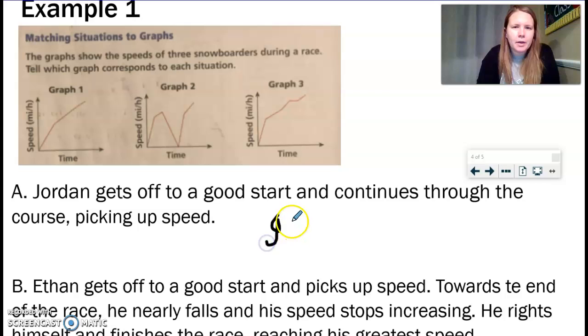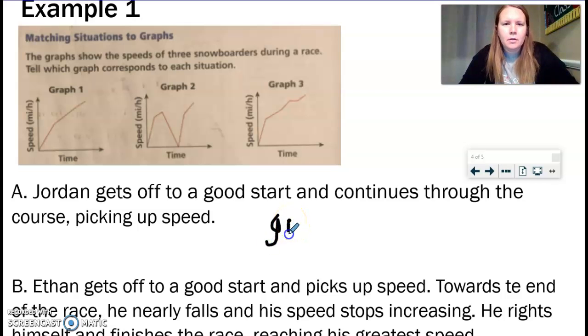And I actually forgot my pen today, so it's going to take a little bit longer to write.